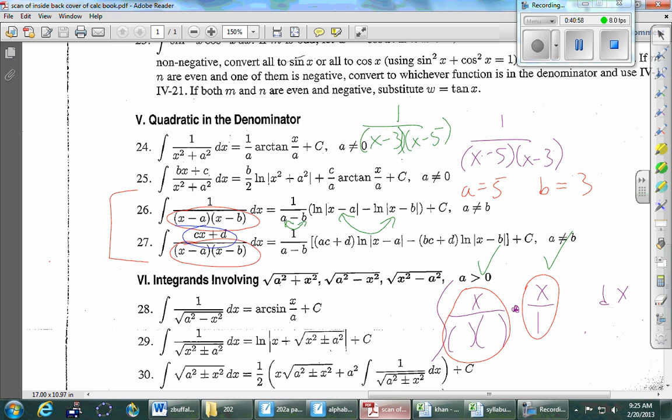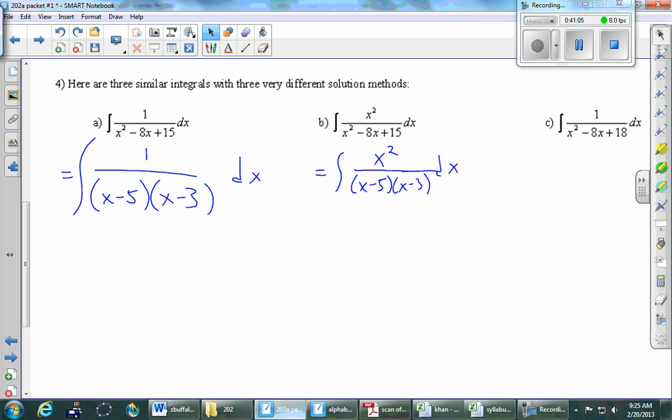So let me, what's that? How would I do it? Let's talk about how I would do it. Here's how I would do it. If the power on the top is equal to or greater than the power on the bottom, we do long division. Yeah. The splitting it and integration by parts is sounding pretty good now, isn't it? Okay, long division. Let's see what we remember.